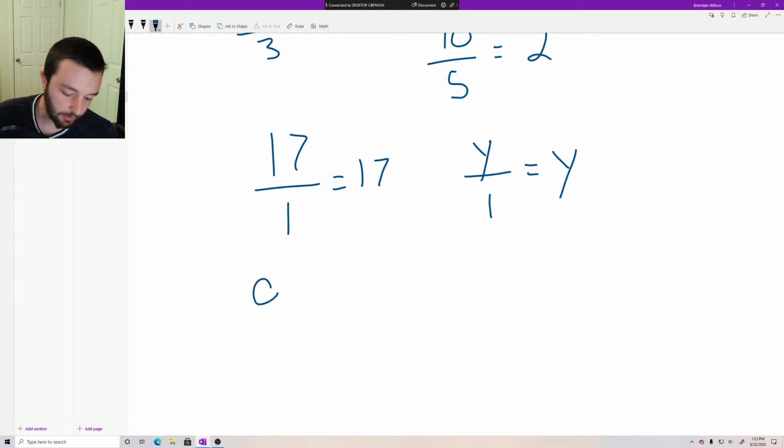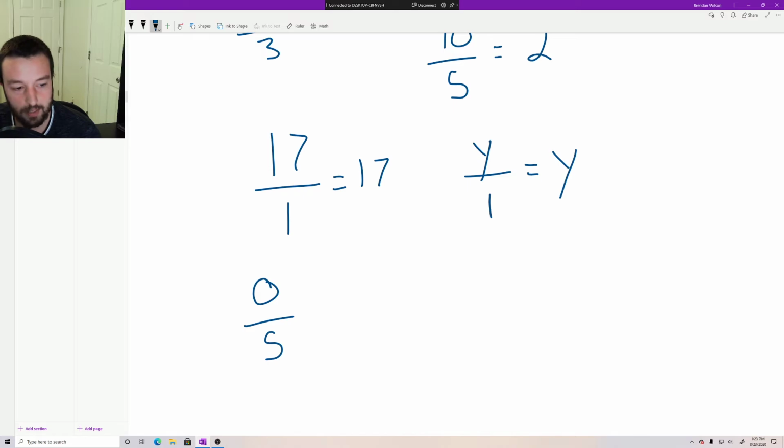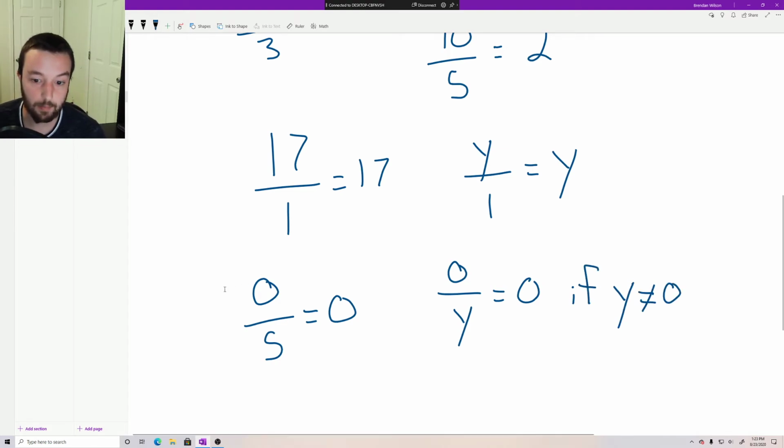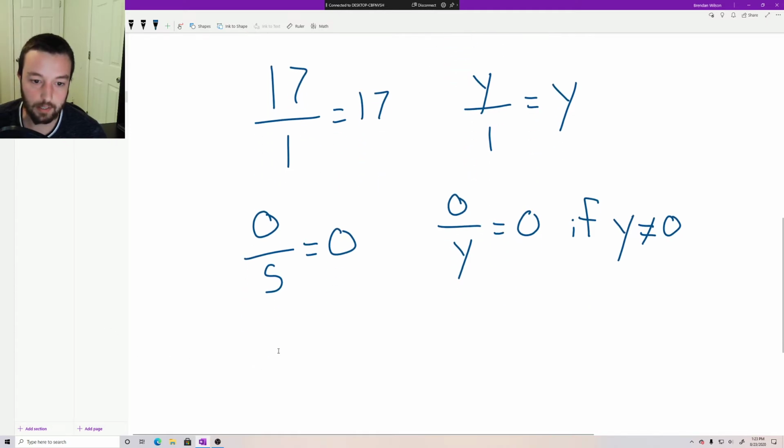What if we do 0 divided by 5? What times 5 equals 0? Well, 0 times anything equals 0, so the answer has to be 0. In fact, no matter what the number on the bottom is, the answer is 0, assuming y is not equal to 0. Because 0 divided by 0 is not necessarily 0. That's what we call indeterminate. Okay.